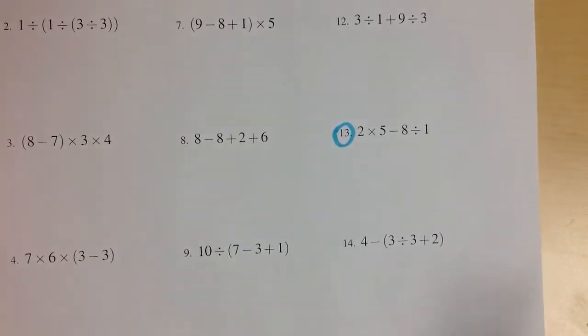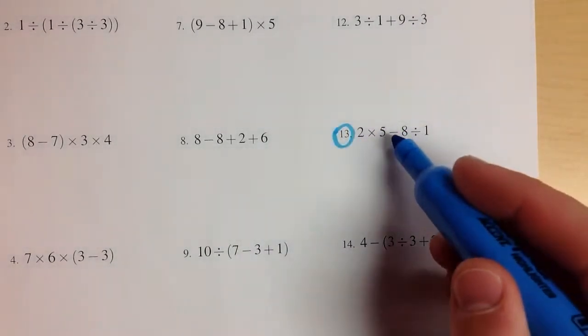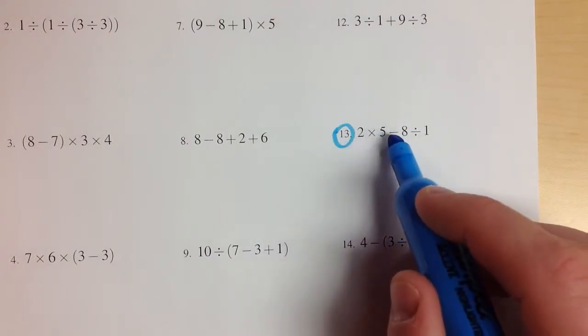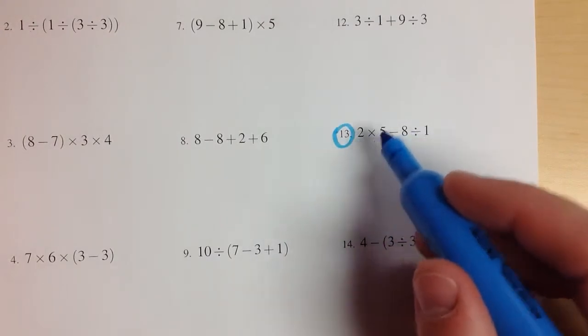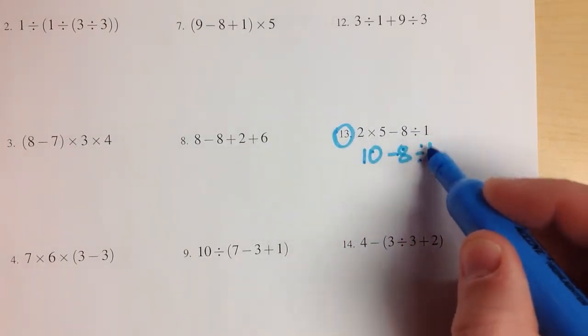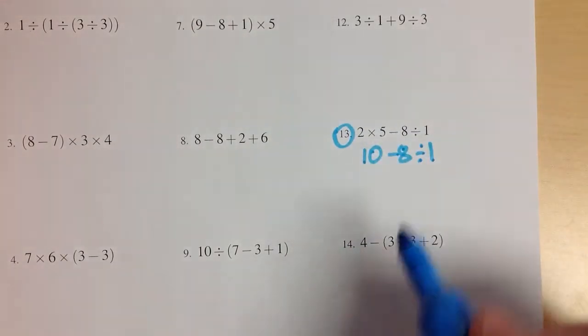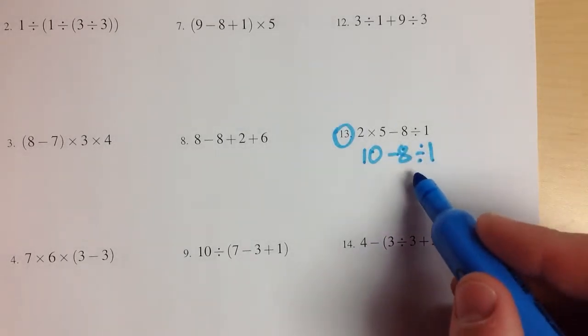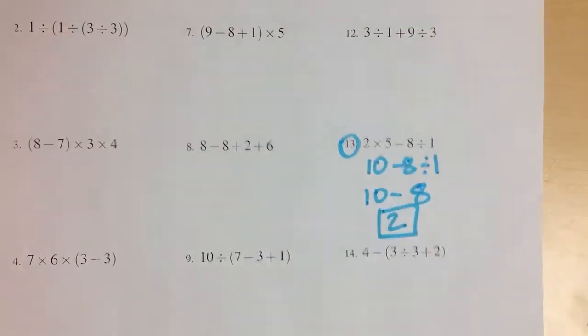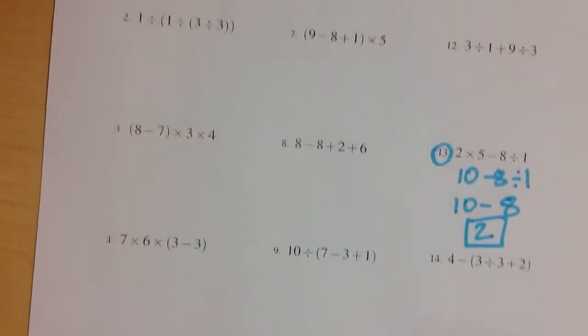And then 13 here, I have 2 times 5 minus 8 divided by 1. So I have multiplication, subtraction, division. I do multiplication first. 2 times 5 is 10 minus 8 divided by 1. Then I have subtraction and division. I would do the division first. 8 divided by 1 is 8. 10 minus 8 is 2. Okay, so there's a couple examples from group 2.